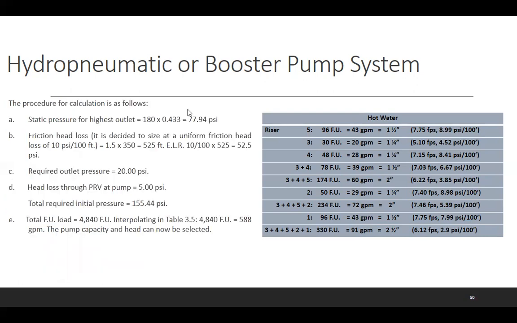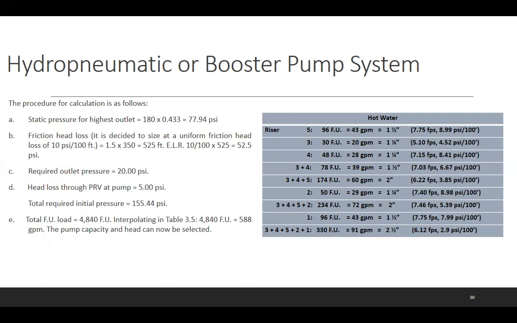Now, the procedure for calculation is as follows. The static pressure for the highest outlet is 180 times 0.433, or 77.94 psi. Ito yung height, diba sabi 180 feet above the pump. Ito yung given sa problema, pero sa actual, iisa-isahin mo yung per floor, kasi may mga branch yun doon. Okay, may fittings.